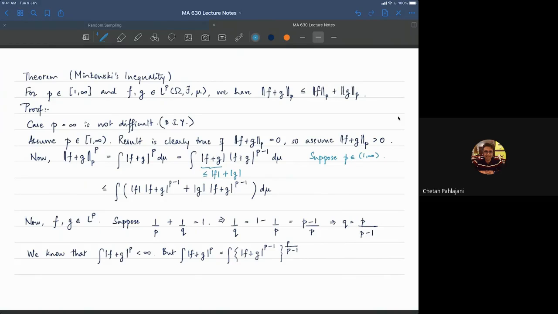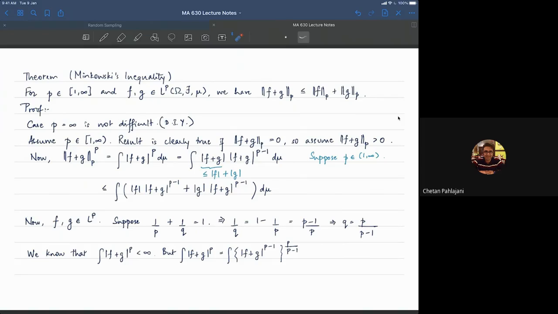Okay. Let me just backtrack a little bit just to make sure that we're all on the same page. Both f and g belong to L^p. p is in the closed interval [1, infinity]. The claim is that the norm of f plus g is less than or equal to the norm of f plus the norm of g. That's what we want to prove. I claim the case p equals infinity is not difficult, and I'm leaving it to you. Do it yourself. So, assume that p is in [1, infinity), where 1 is included but infinity is excluded.